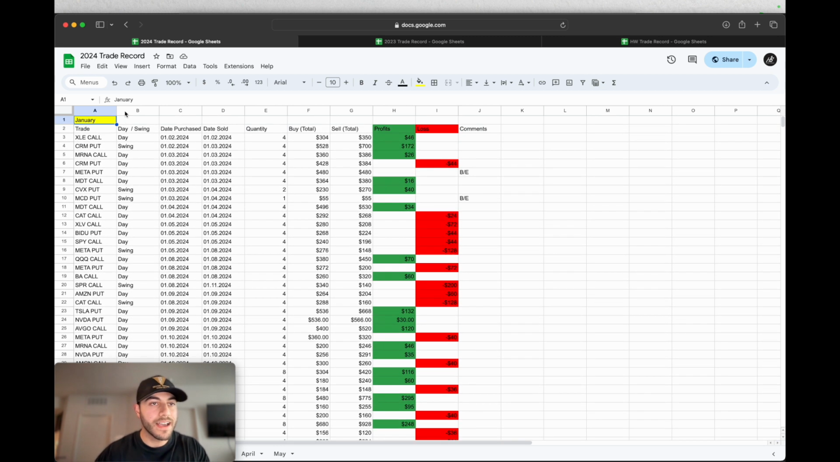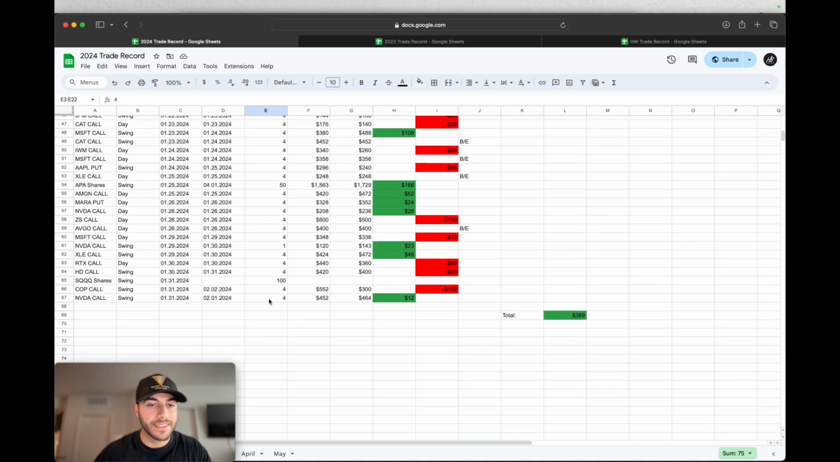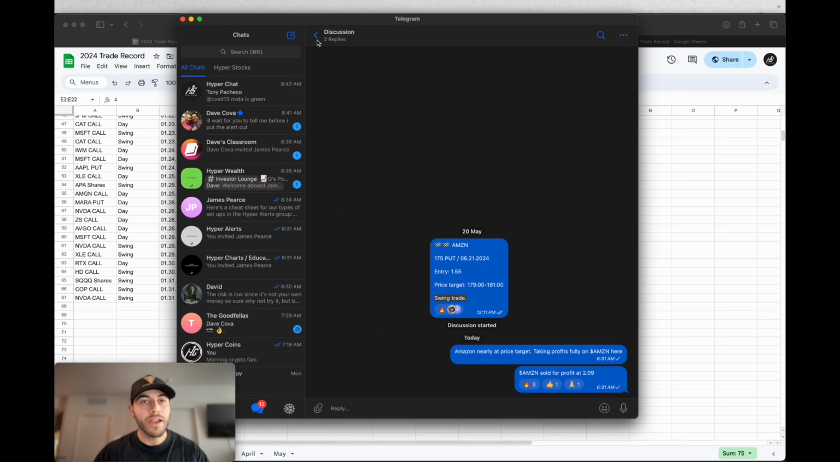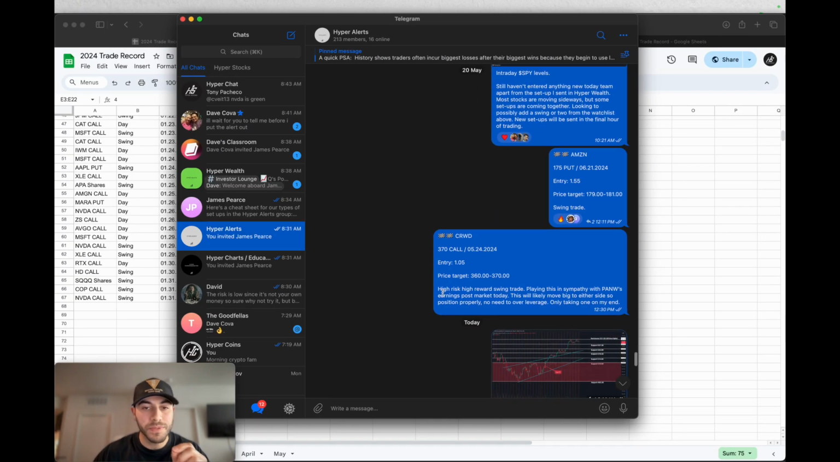So you can see that from our entire 2024 record, the majority of the time we are buying 4 contracts at a time. Now, when we do buy 1 contract at a time, we specifically let you guys know, saying we're only taking 1 contract on our end, or maybe we're taking 2 contracts on our end. And so that's what a setup looks like when it comes to our hyper alerts group.